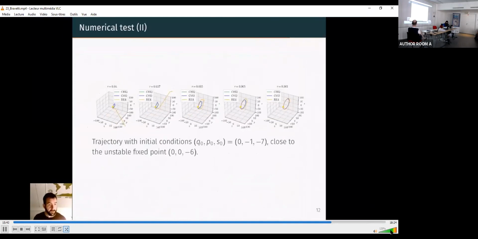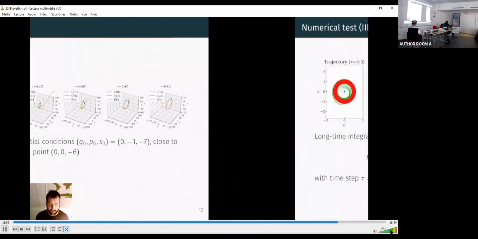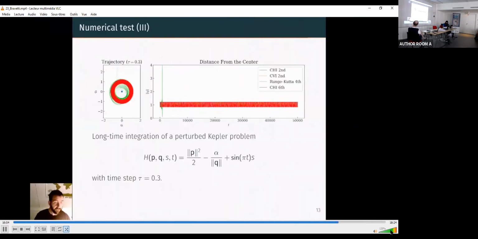So the second order integrator, again, very near to the stiff point, behaves unbelievably well, also compared to a fourth order integrator. And we believe this is due to the fact that we are adapting these integrators to the geometry of this system. And as a final test, I want to show you what happens if I integrate a different system.